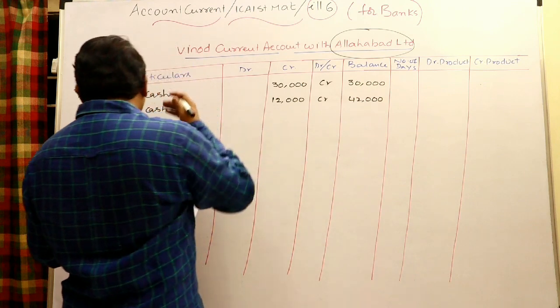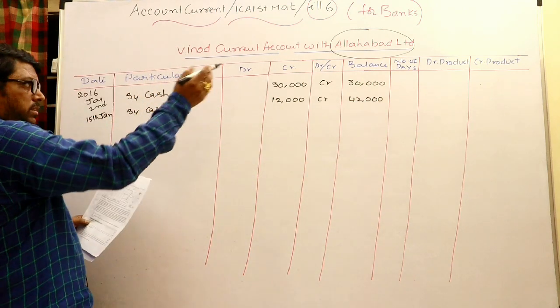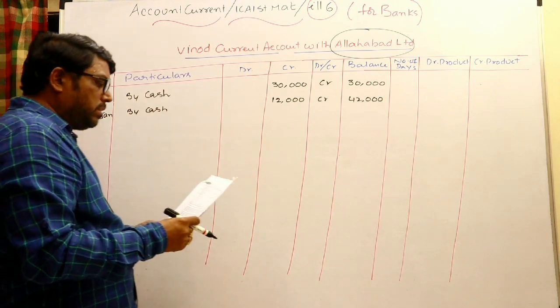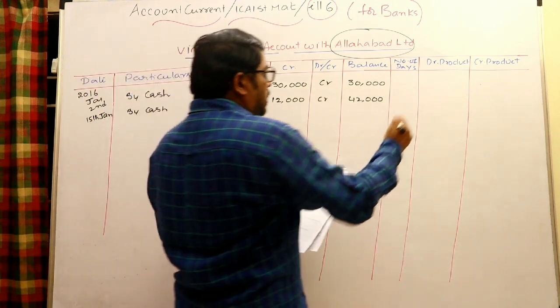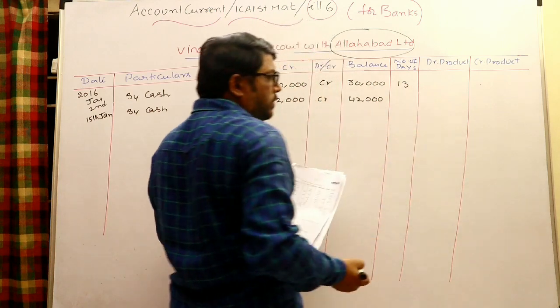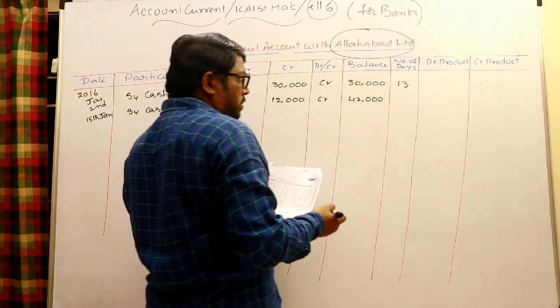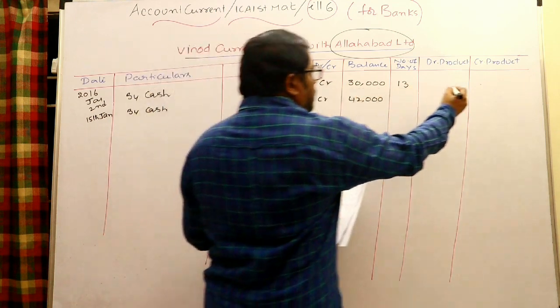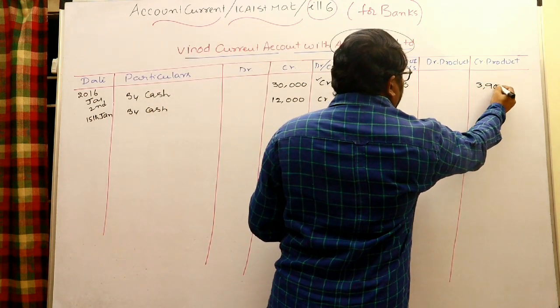Now we can calculate the number of days for the earlier transaction. For 30,000, interest is to be given from January 2nd to January 15th. Look at how many days: 13 days you may take here. 30,000 into 13, 3,90,000 is the product. Which product? Credit product. 3,90,000 is a credit product.